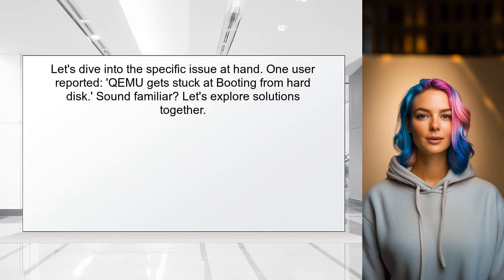Let's dive into the specific issue at hand. One user recently reported that they were trying to load a simple kernel using QEMU, but it gets stuck at the message, "booting from hard disk." Sound familiar? If so, let's explore some solutions together.